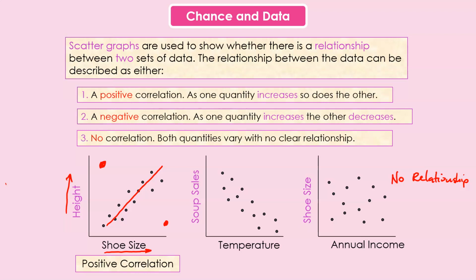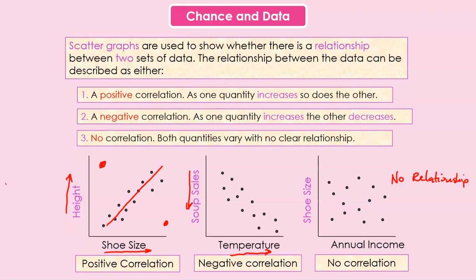Temperature and soup sales. As the temperature increases, the soup sales decrease, which makes sense. People are less likely to buy soup if the temperature goes up. And likewise, if the temperature is low, there'll be more sales of soup. So that's a negative correlation. And the last one we've already talked about being the shoe size and the annual income.